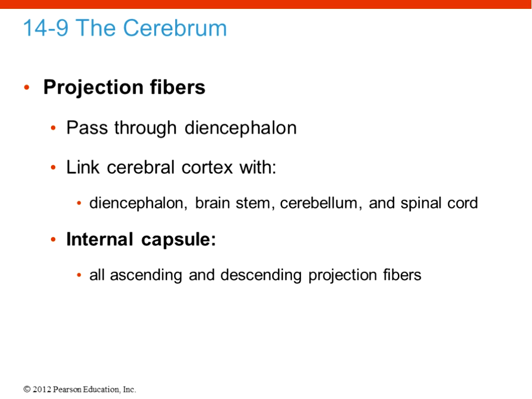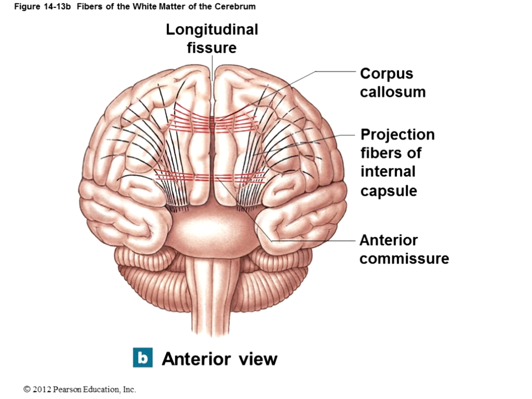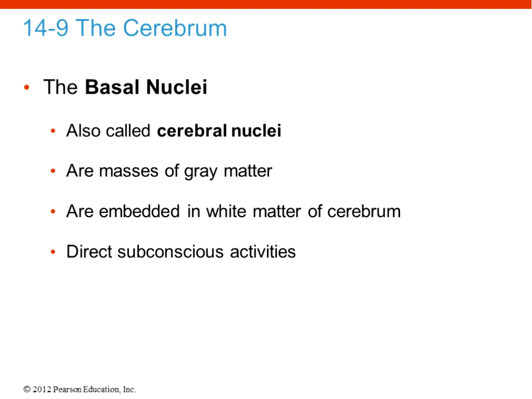And then finally, projection fibers are fibers that pass through the diencephalon that, again, help link the cortex with the diencephalon, but then the rest of the brain and the spinal cord as well. Okay? And so you can see that in these images. You see arcuate and longitudinal fasciculi. You can see the anterior commissure and corpus callosum. You can also see the longitudinal fissure here that divides the two hemispheres. And then you can also see projection fibers, right, coming from the diencephalon and projecting out to the appropriate region of the brain.